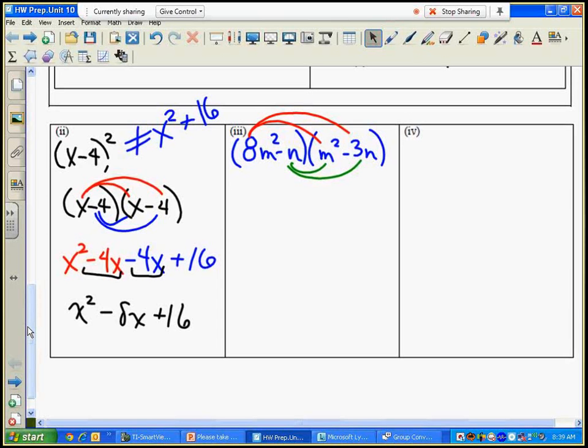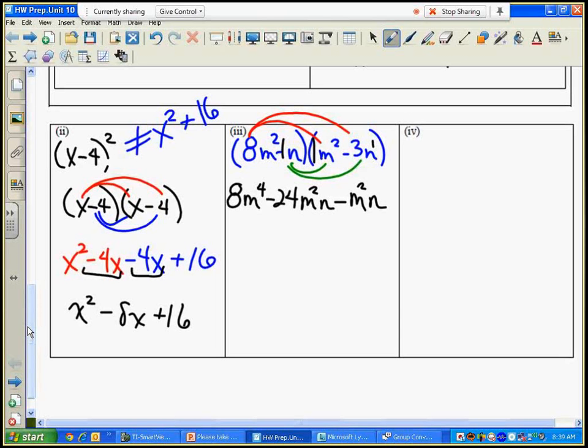I've got 8m squared times 1m squared. 8 times 1 is 8. m squared times m squared is m to the 4th. Red, hippity-hoppity. 8 times negative 3 is minus 24. Then m squared times n to the 1st is just m squared n. All right, green. Negative 1n times m squared is negative 1, or just negative. And then I'm going to write this as m squared n instead of n m squared. I'm just going to make it alphabetical.